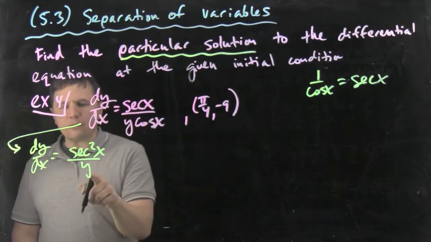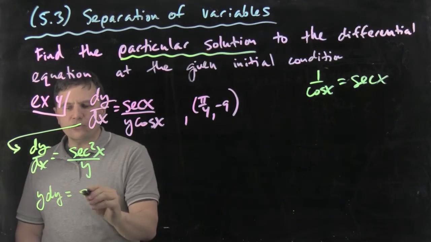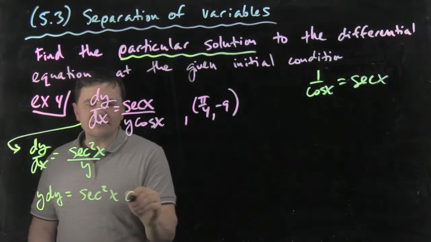So now I'm going to go ahead and separate. So I get y dy is equal to secant squared x dx.